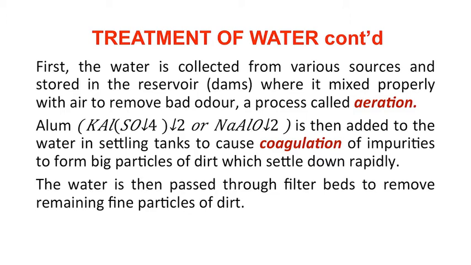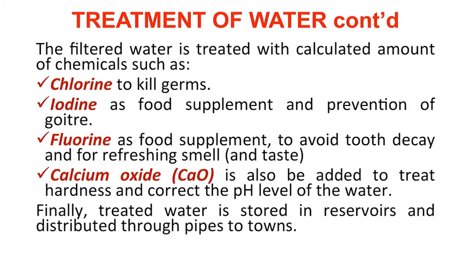And then, if that happens, then the water is sent into filter beds. And the filter beds will remove the remaining fine particles of water. Then finally, there is addition of calculated amount of chemicals, which include chlorination, that is addition of chlorine to kill germs. We have iodine that is added as food supplement and also to prevent goiter. We have fluorine, which is added as a food supplement and also to avoid tooth decay, and it gives you a refreshing smell and taste.